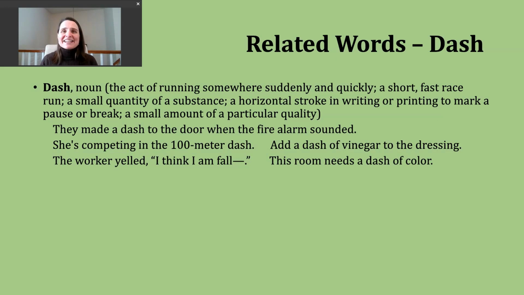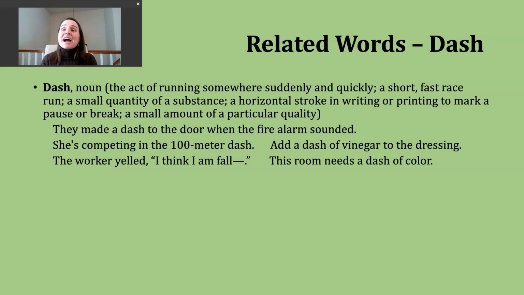A third way to use the noun dash is to refer to a small quantity of some substance. Many times this is used with liquids, like in my example sentence: Add a dash of vinegar to the dressing. Right? So just a little bit, a small amount of vinegar.